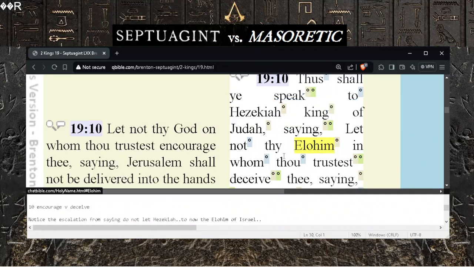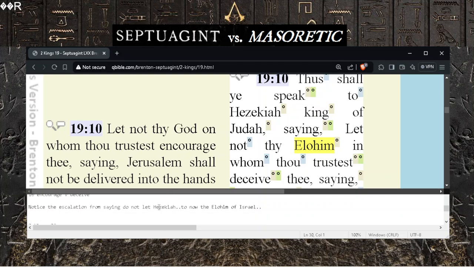In the Masoretic, what is it saying? In the Septuagint, let not your Elohim, on whom you trust, encourage you. Again, we notice this continuous difference. Notice the escalation, again, from saying do not let Hezekiah encourage you, to now the Elohim of Israel.